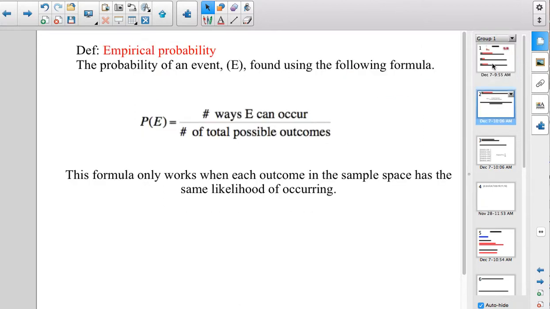There are several ways to calculate probabilities. One way is using the empirical probability rule. The probability of an event E is the number of ways that E can occur divided by the total number of possible outcomes in the sample space. Keep in mind this formula only works when each outcome in the sample space has the same likelihood of occurring. Let's look at an example.